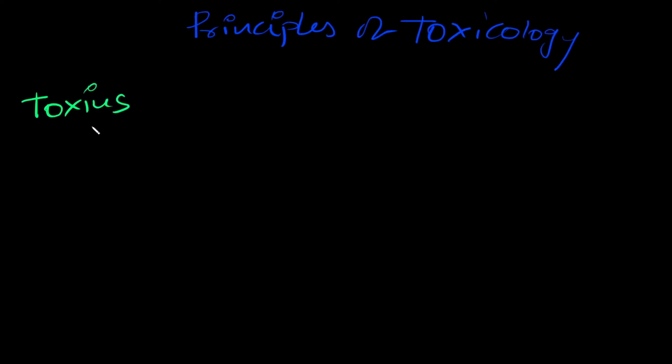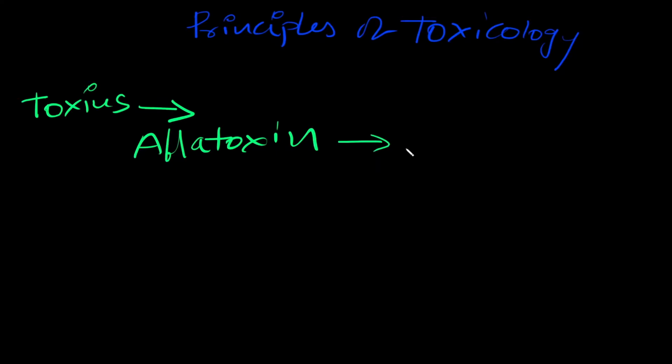Toxins are poisons from biological organisms. Example, aflatoxin, which is produced by Aspergillus fungus, which is a fungus which lives on corn and nuts. So this aflatoxin causes liver cancers.